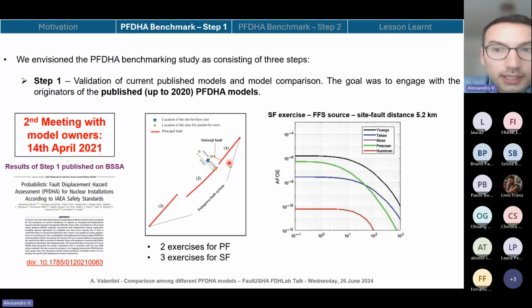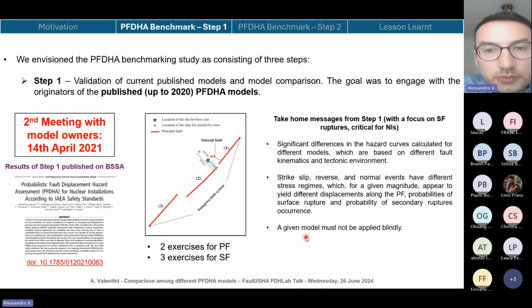But for the distributed rupture exercise, where the site was 5 kilometers away from the principal fault, you can see the big variation among the models. So here are some take-home messages from this step 1, with a focus on secondary fault ruptures, because this is most critical for nuclear installations. If you find a primary fault below your nuclear installation in the site area, maybe 99% of the time it is an exclusionary criterion. When you have distributed ruptures, it's always up to the regulatory body.